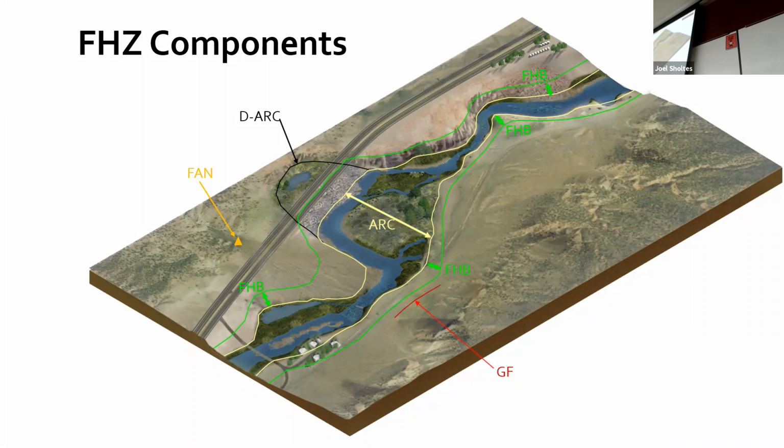We look at fans. We don't map where the fans are, but we say that a fan exists and this is a hazard. And if we have a really steep hill slope, you could imagine if the river eroded into here, you could have some sort of landslide or mass failure event. And so we designate that as a geotechnical flag. So you could have a geotechnical failure here.